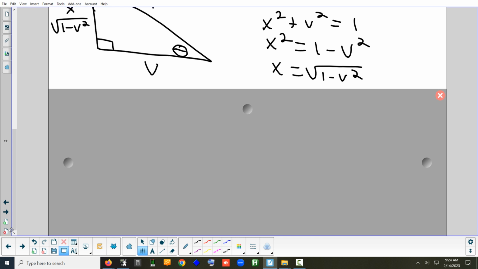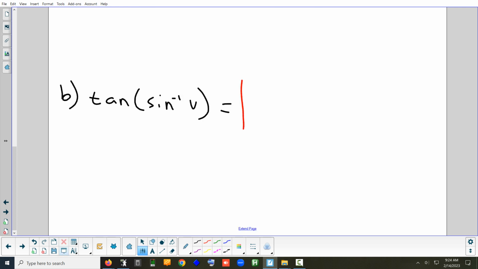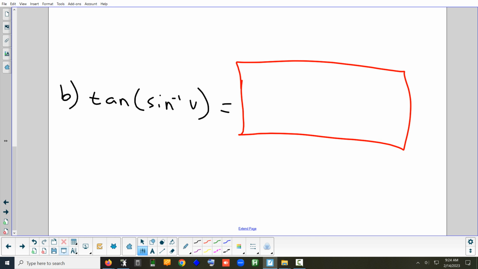All right, let's try another one of those. So on the left, I've got a formula with trig in it. On the right, I have a formula, well, that I don't know yet. But my goal is to end up with a formula without trig.